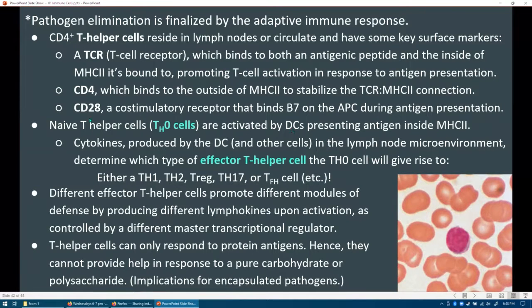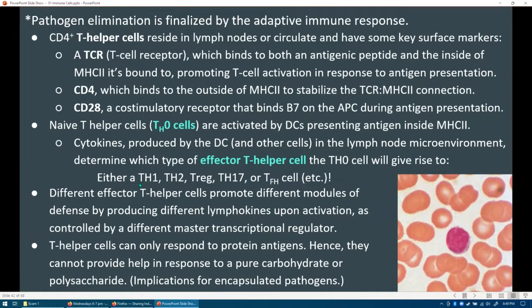Dendritic cells only can activate naive T cells. Cytokines made by the dendritic cell, or maybe other cells in the very small microenvironments surrounding the T cell during antigen presentation, determine which type of effector T helper cell that the naive T cell is going to turn into. And there's a couple of different ones that we're going to learn about. There's the Th1 cells, Th2 cells, T regulatory cells, Th17, and follicular helper T cells. Different signals are going to tell the naive T cell which of these it needs to turn into. Different cytokines are going to specify which of these is necessary.